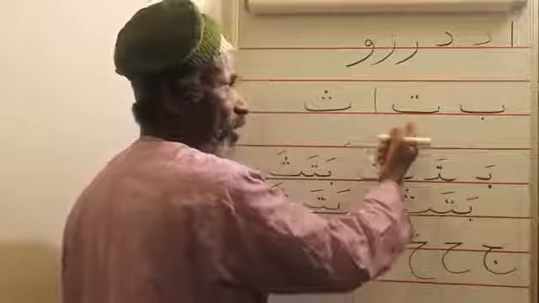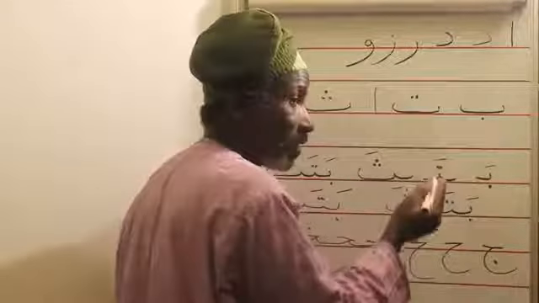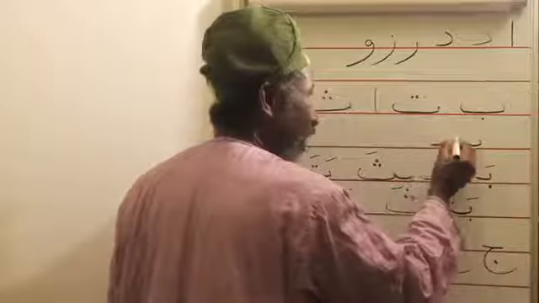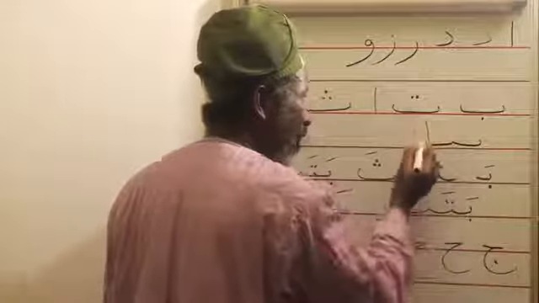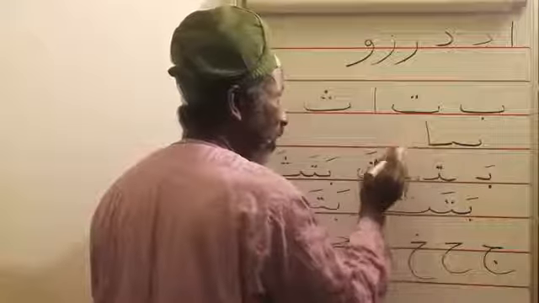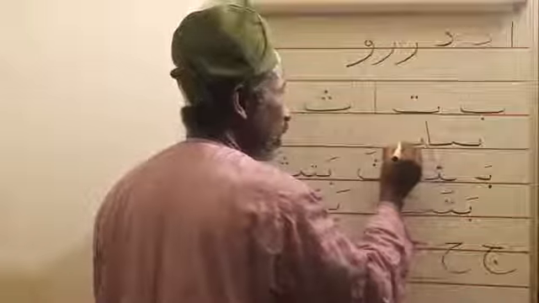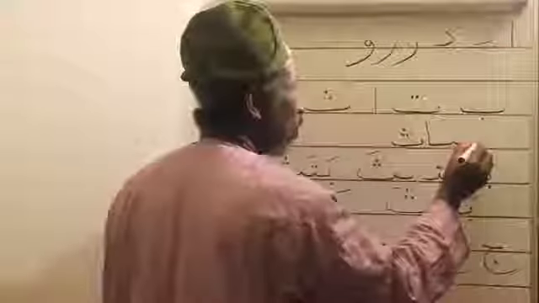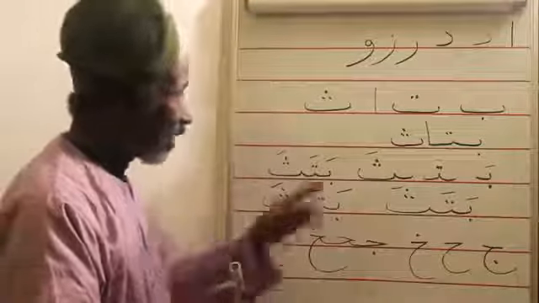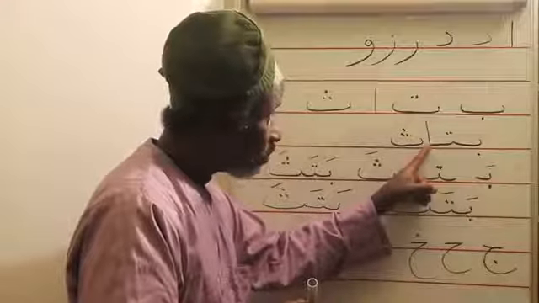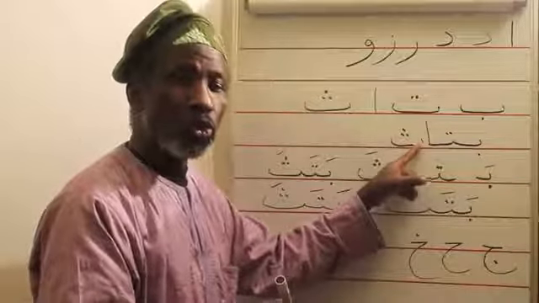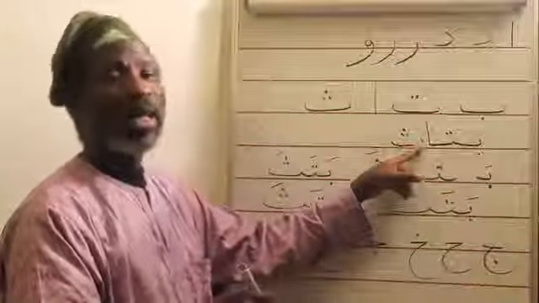So these are well-behaved letters. They will extend and join. Now, ba extends to join ta, and ta will join alif. Now, alif cannot be extended to the left. So you leave it as it is. The next letter, you just write on its own. So you have ba and ta, alif, and tha. That's why we call this a naughty letter, because it refuses to extend a hand of friendship to join the next letter to its left.